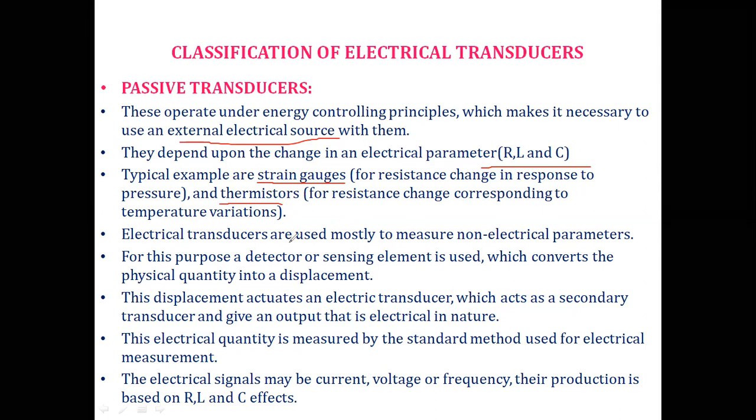Electrical transducers are used mostly to measure non-electrical parameters. For this purpose, a detector or sensing element is used which converts the physical quantity into displacement. This displacement actuates an electric transducer, which acts as a secondary transducer.